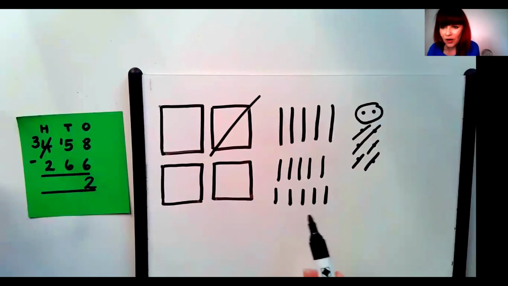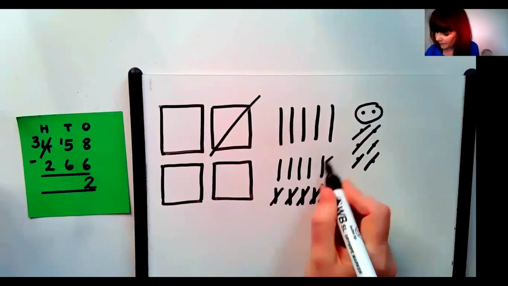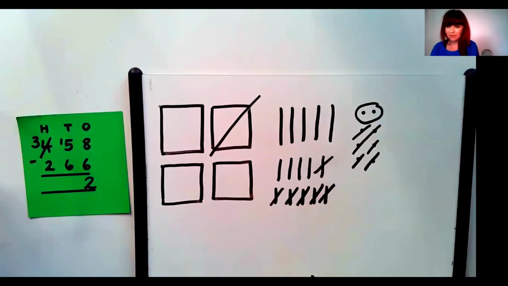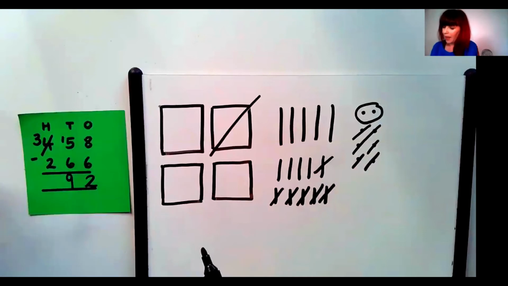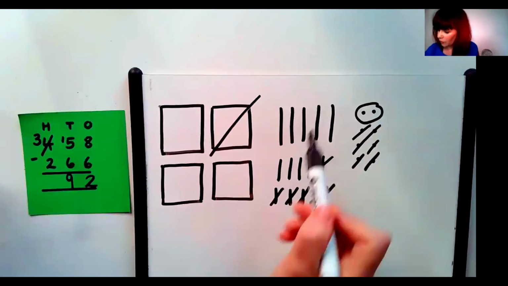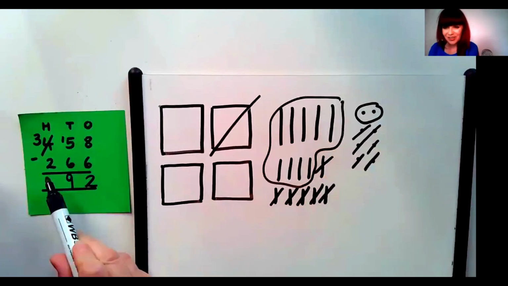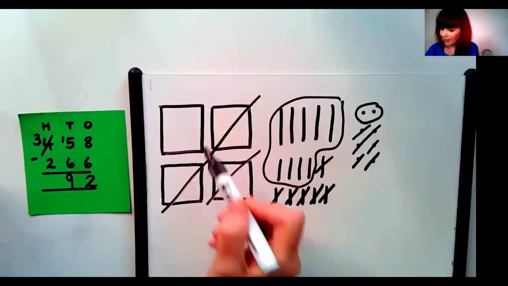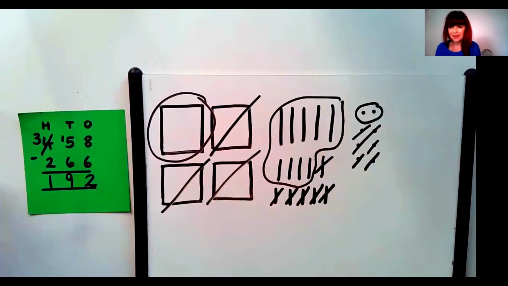I need to subtract 6 tens. How many tens have I got left? I've got 9 tens remaining. I've got 3, and I can draw a circle around that if I want to show that. I've got 300, and I need to subtract 200. How many hundreds are remaining? I've got 100 remaining. So that's a very typical question for year 3.